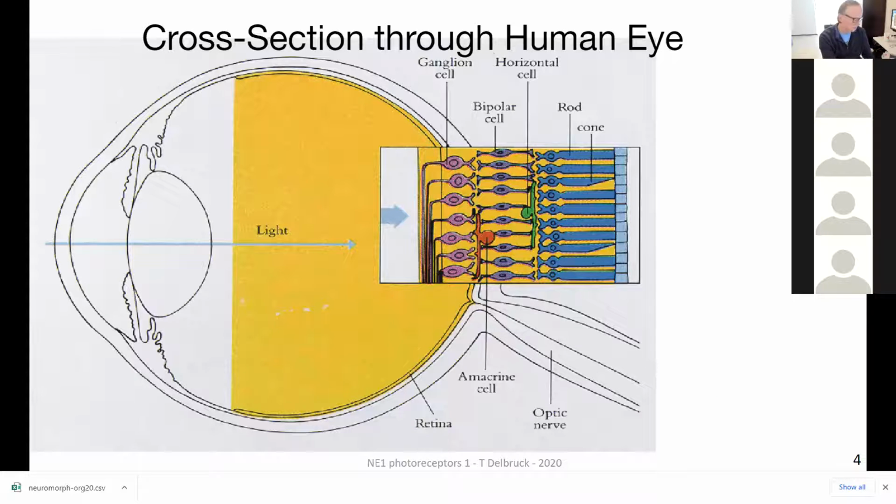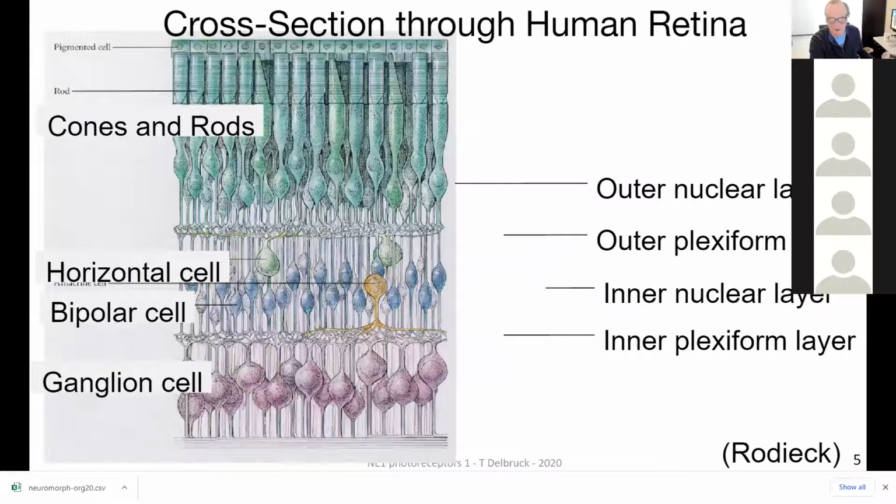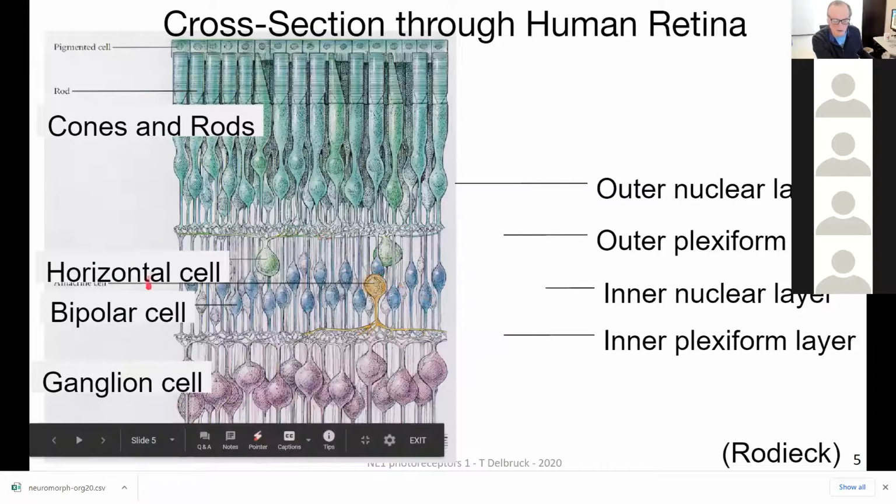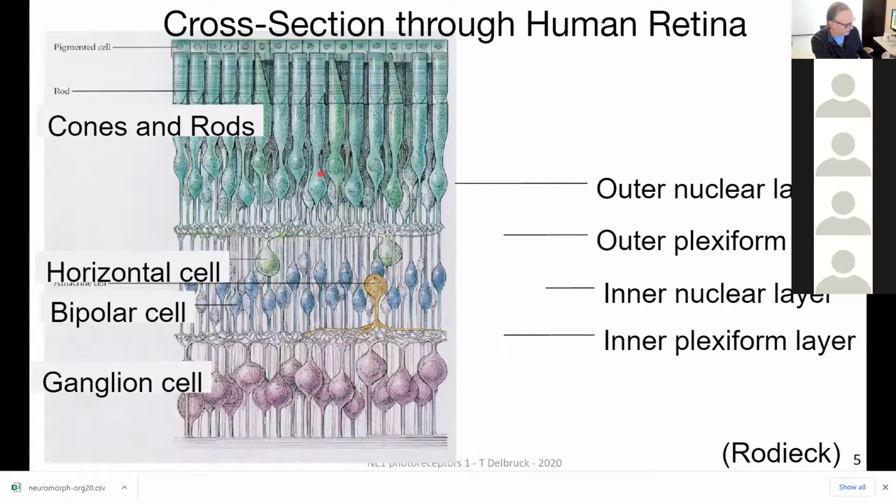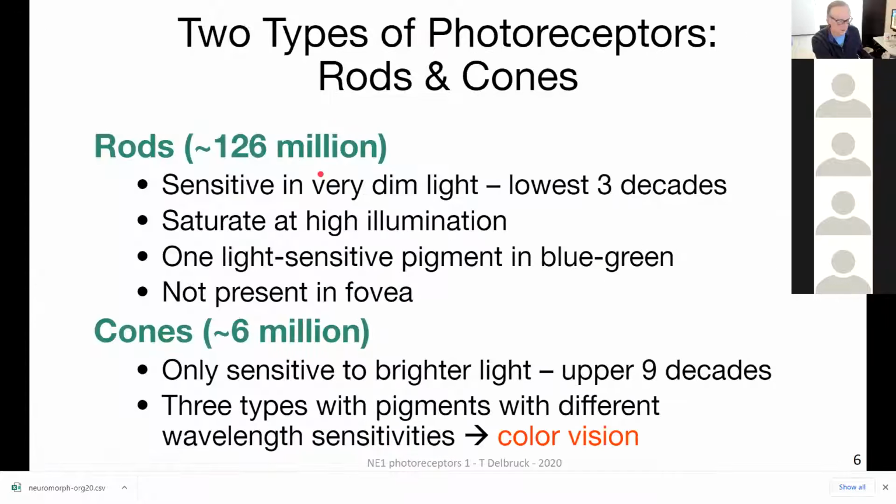So this is a super simplified picture of what's really going on. The retinal biologists have been working on understanding what's going on in the retina, which is highly complicated, for decades. And here's another cartoon that again shows the cones and rods, horizontal cell, bipolar cell, and ganglion cells, all these things. You can have a look at this later. I want to show you what the real biology looks like later.